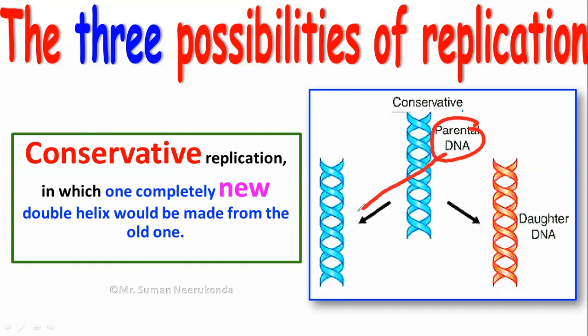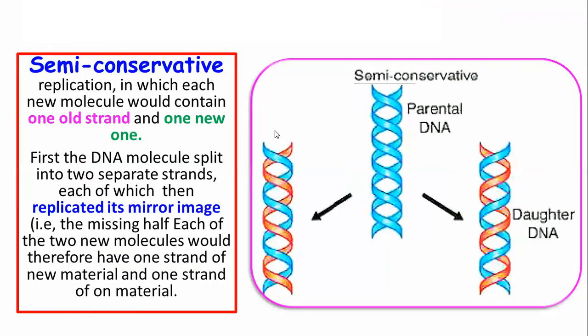You can see the color. We are telling you this will be the exact replica. And this will be the daughter DNA. So we can say that the new complementary double helix will be made from the old one directly, whole. That is one possibility. This is called conservative. Everything is conserved over there.